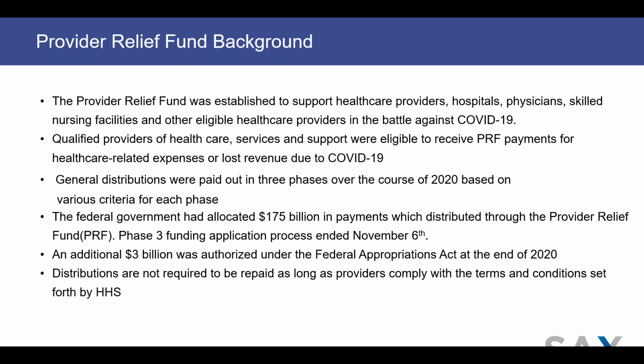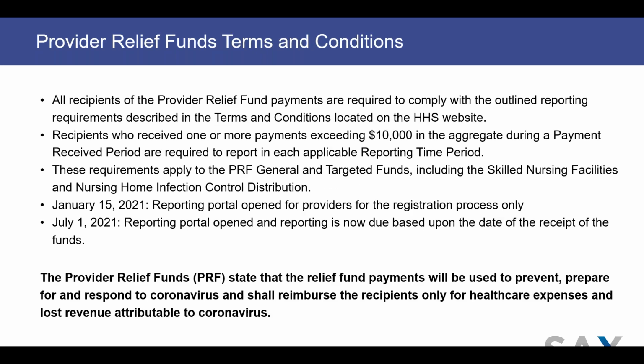So basically, last April, targeted payments were deposited into your practice checking account for COVID, as well as you were allowed then to go and apply for additional distributions. And now the time has come whereby we are now due to report on these funds, with the first deadline being September 30th, 2021. When you receive these funds, there were terms and conditions as to how you would utilize them, and that took place right at the onset. Then on January 15th, the portal opened, and it was for the registration process only. And now, as of July 1st, the reporting portal is open to begin with reporting. And as I have said in the past, the funds that were received were used to prevent, prepare, and respond to the coronavirus.